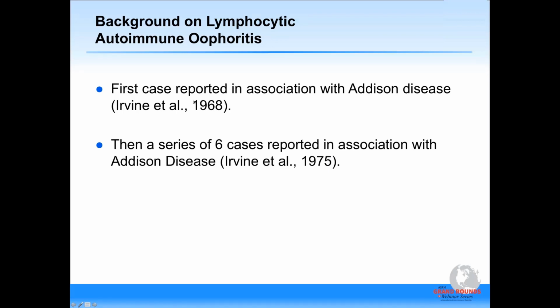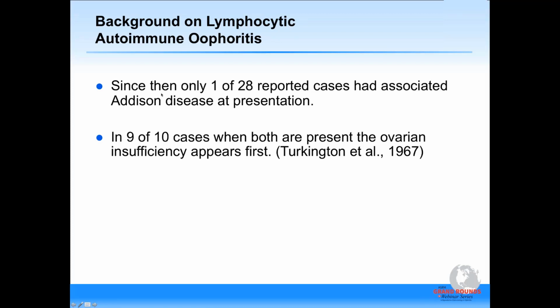That's when we first heard about lymphocytic oophoritis, and it was in a patient with Addison's disease at the time. Then there was a case series of 6 reported by Irving in 1975. These are the early years of understanding that there's an autoimmune lymphocytic oophoritis. Since then, only 1 of 28 reported cases is associated with Addison disease at presentation. It's more common for the Addison disease to show up subsequently to the autoimmune oophoritis. In 9 of 10 cases, when both are present, the ovarian insufficiency appears first.